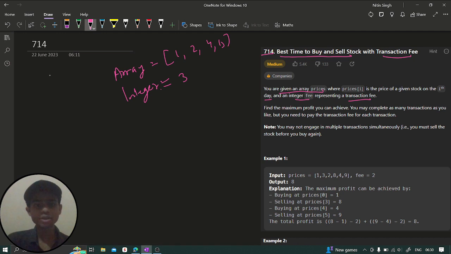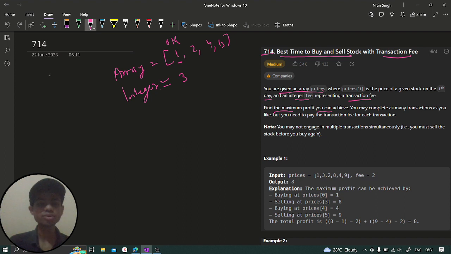And this is gonna have a number. So now what is the value represented inside this array? Let's say this one represents the 0th day. So on the 0th day the value is 1. On the first day we have a value 2. On the second day we have a value 4, and so on. Now we are asked to find the maximum profit you can achieve. How? What is the profit? You may complete as many transactions as you like, but you need to pay a transaction fee for each transaction.